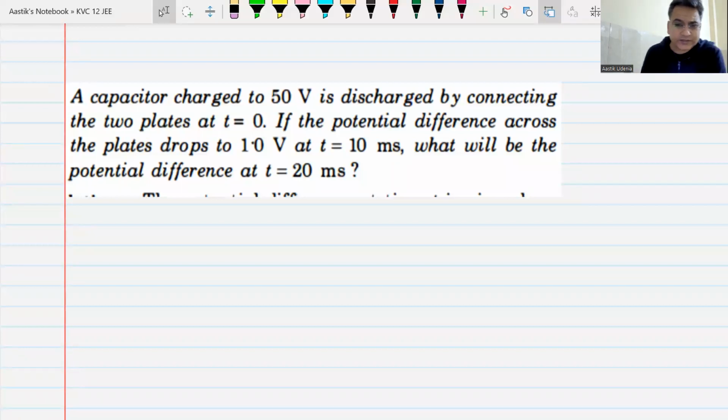Well, then comes this question on similar lines. They've asked something in the first question, and they've asked a similar thing in a different question in a different way. A capacitor is charged to 50 volts, so that is the initial voltage, and is discharged by connecting the plates at time t is equal to 0. Similar conditions. The potential difference across the plate drops to 1 volt at 10 milliseconds. What will be the potential difference at 20 milliseconds?